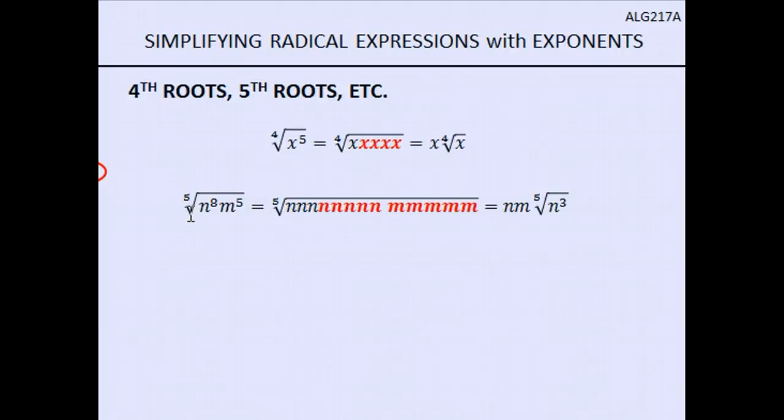Looking at this one, it's the fifth root of n to the 8th, m to the 5th. Well, let's see what we have here. We have 8 n's, so we can take 5 of them. It takes 5 of them to get 1 out, so we can take 1 out. We have 5 m's, which means we can take an m out. So we end up with n times m times the fifth root of n to the third, because these 3 n's just have to stay inside.